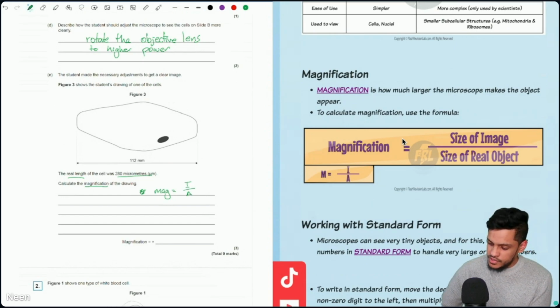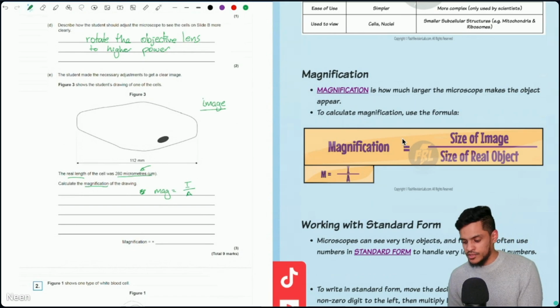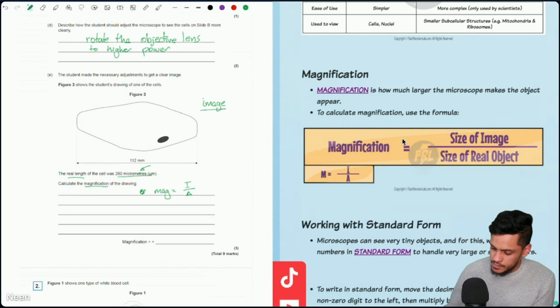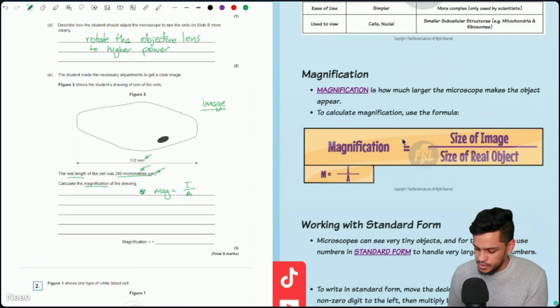So the image is what we're seeing here. That's the image. The real length, that's the actual length of it. So what you want to do is image over actual length. But what do you need to remember? You need to remember that this is in millimeters. This is in micrometers. Do you guys know how to convert from millimeters to micrometers? What could you do?